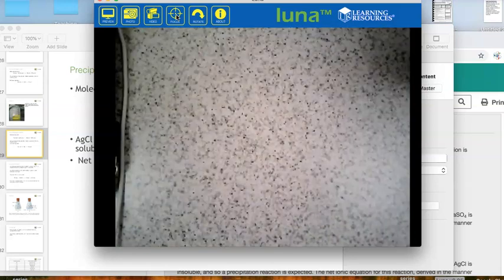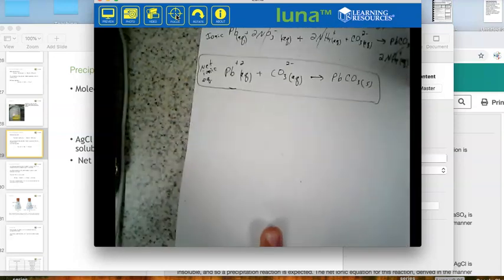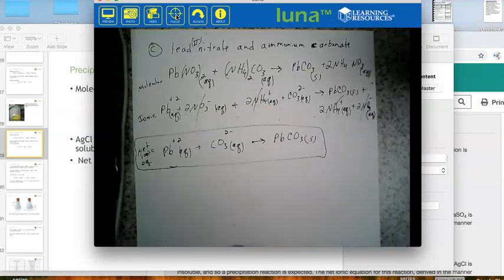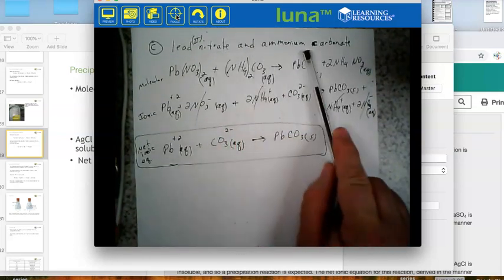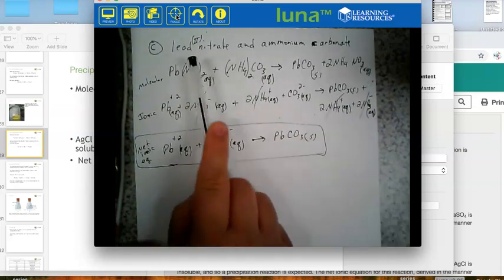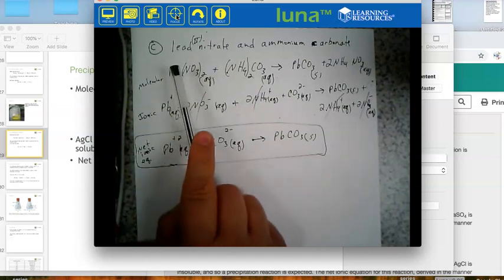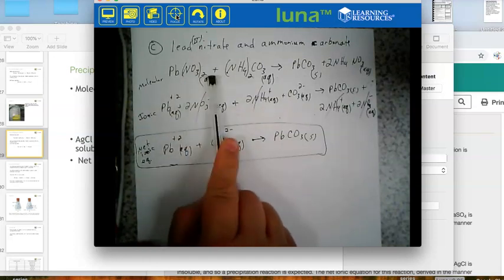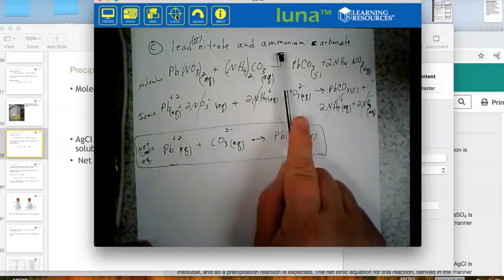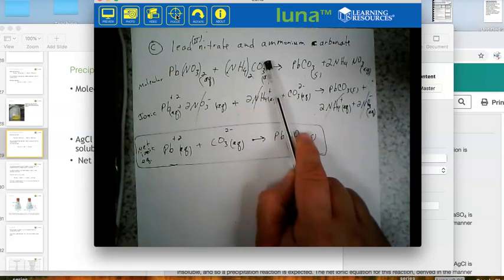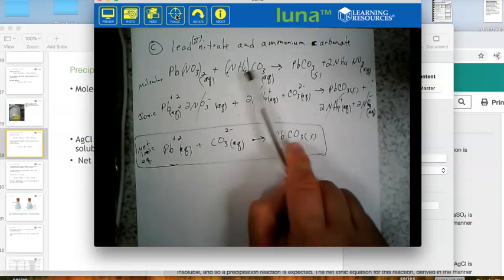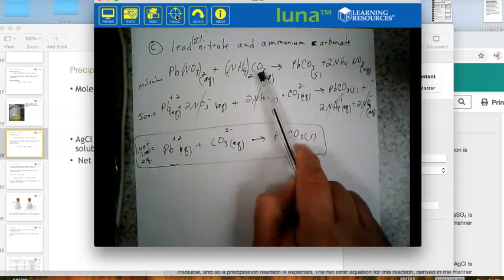And then finally, the last question for that example, we're starting out with lead-2 nitrate and ammonium carbonate. All right, so lead is Pb, nitrate's NO3 with a -1 charge. Since this is lead-2, I need 2 nitrates to balance out the charges. Ammonium is NH4+, carbonate is CO3 -2, so I need 2 ammoniums to cancel out the -2 from the carbonate.